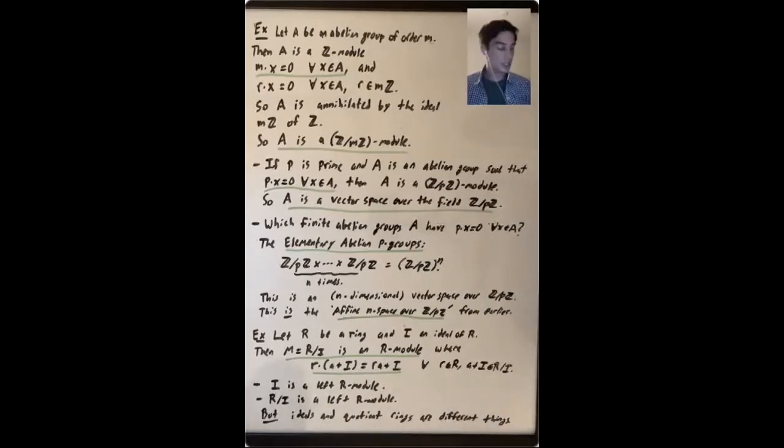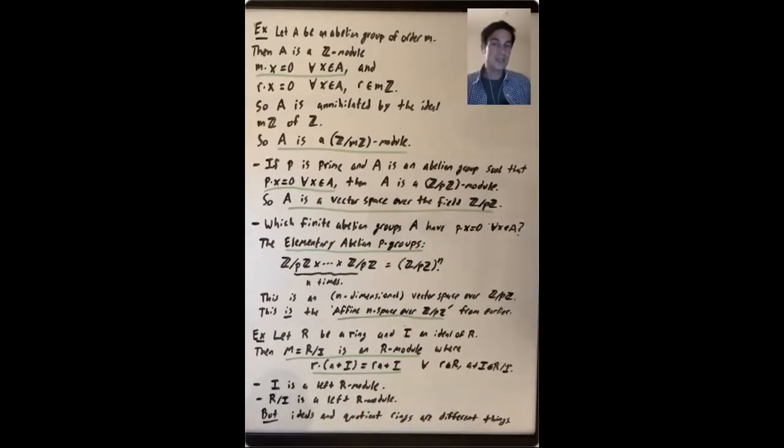And it's straightforward to check that this actually does turn R mod I into an R module. So what have we seen? We've seen that R is a module over itself, and that its left R submodules are the left ideals I of R. So I is a left R module. And here we're seeing that R mod I is also a left R module.